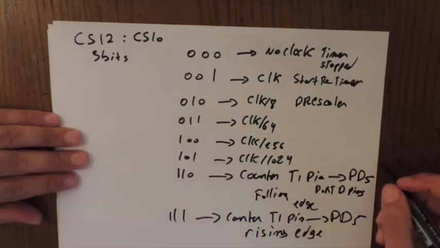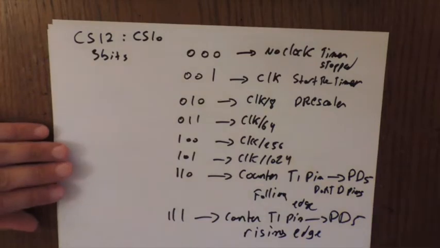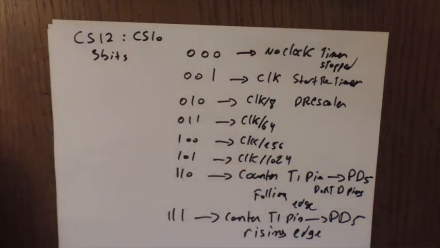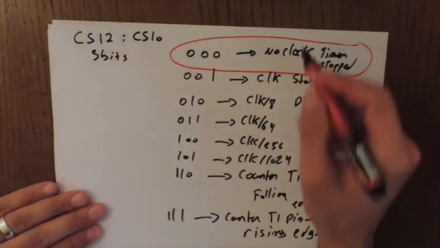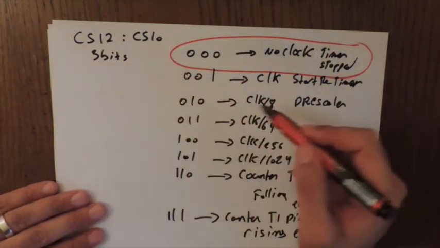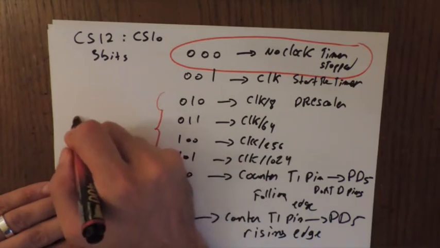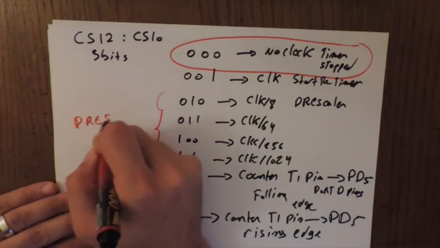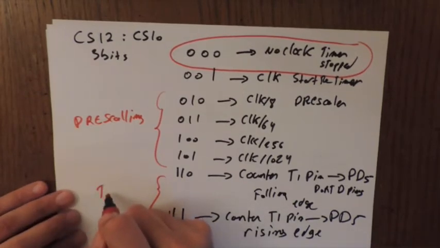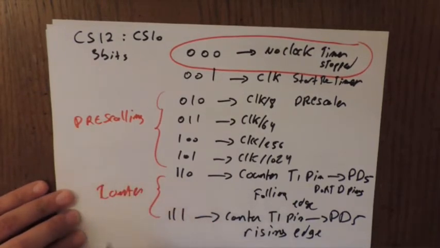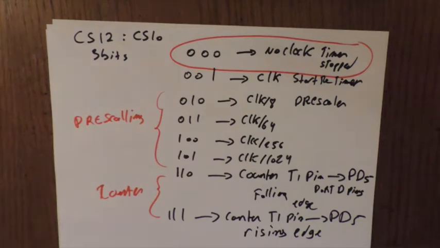So the continuation of this lecture will be as follows. I'm going to start with the first one, which is the normal mode. Then I'm going to talk about prescaling: when do you use it, and why do we use it? And then about the counter application of timer 1. So timer 1 can act as a normal timer or as a counter that counts pulses, and we're going to see this in a bit.